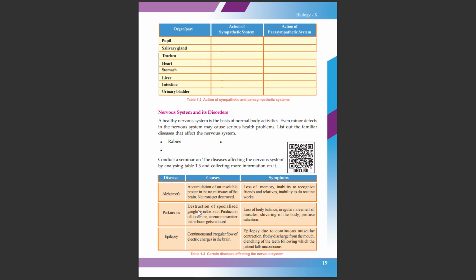You remember that. And Parkinson's disease: destruction of specialized ganglions in the brain, production of dopamine decreases. Here mainly remember production of dopamine decreases. Dopamine is a neurotransmitter which is mainly involved in the control of skeletal muscles. So if the production of dopamine decreases, loss of body balance happens and irregular movement of muscles happens, shivering of the body happens, profuse salivation happens.